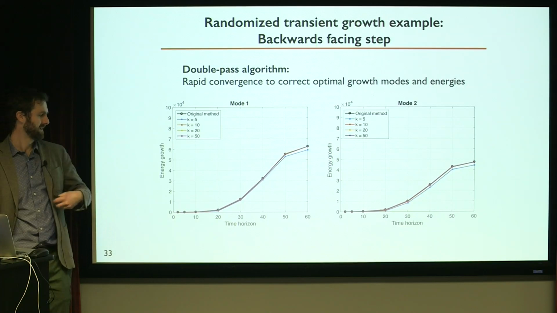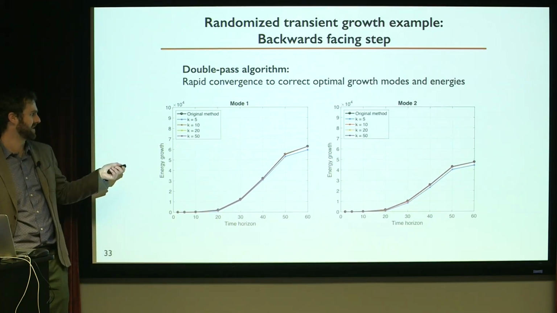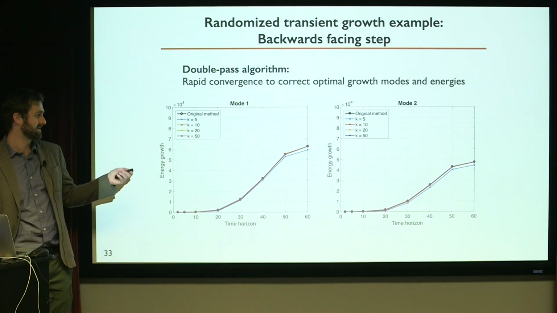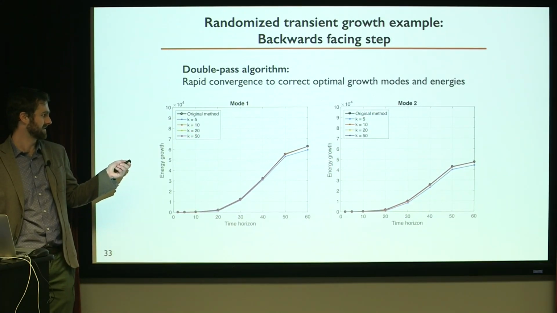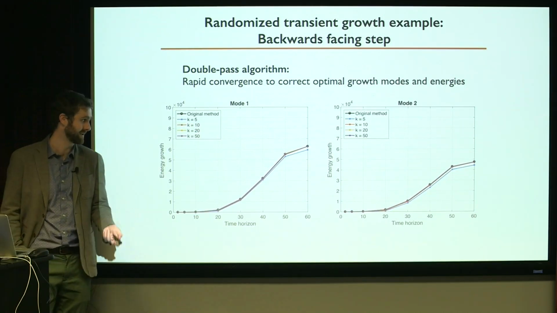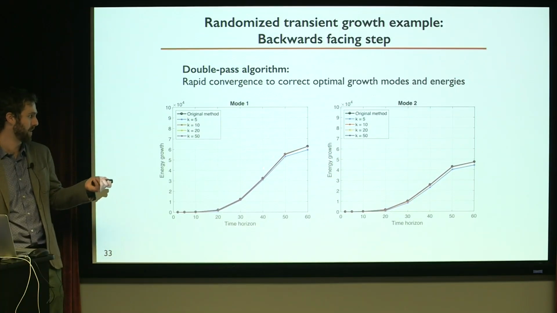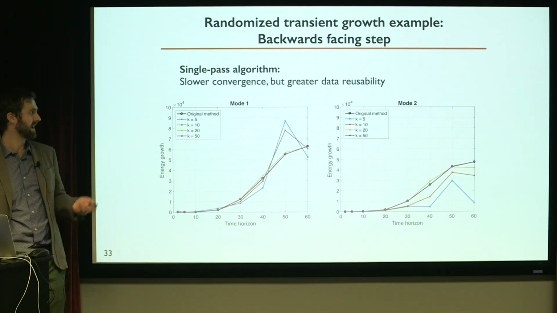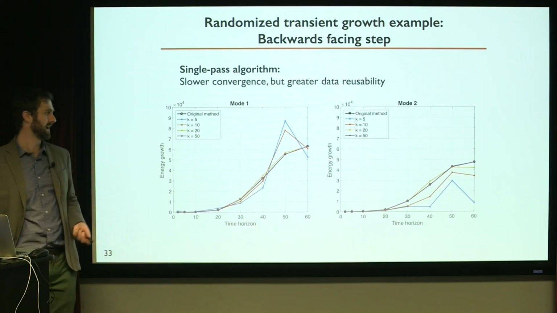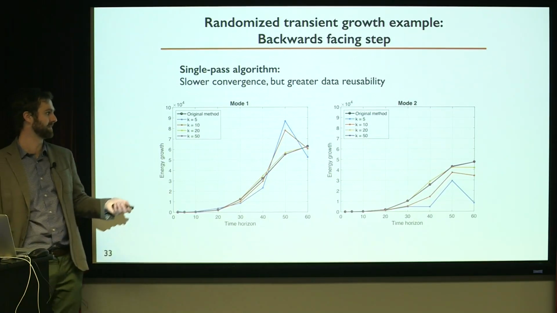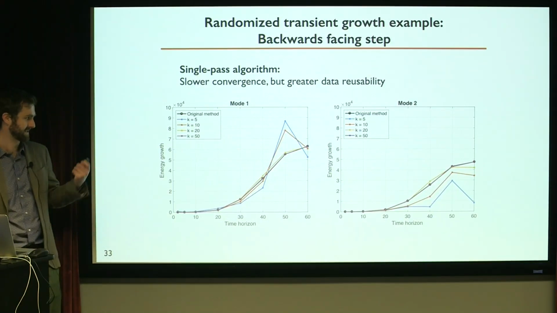We can see how our method converges as a function of the number of random initial conditions that we look at. It turns out that it's surprisingly well behaved. We only need a handful of different random initial conditions in order to converge to the true answer. So this is looking at the amount of energy growth that we see as a function of time horizon for our system. And our single pass algorithm, which has more parallelizability and more data reusability, also converges, but at a slower rate.